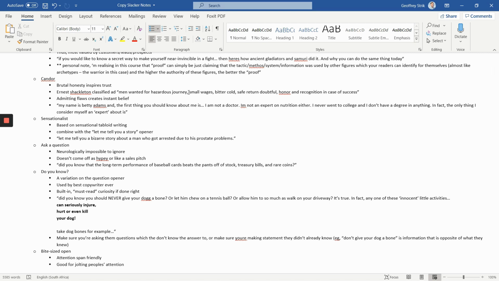looking for workers to go on a very dangerous journey, please understand that its chances of survival are very low. Instead, it positioned the hazardous journey as something that anybody who joined would leave with massive recognition in case of success. Admitting flaws creates instant belief.